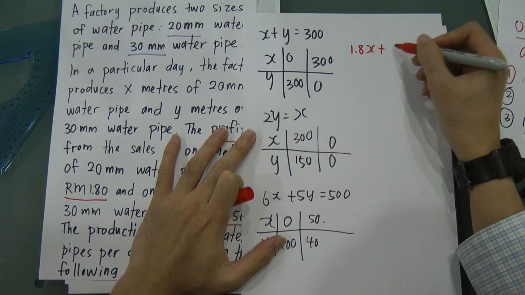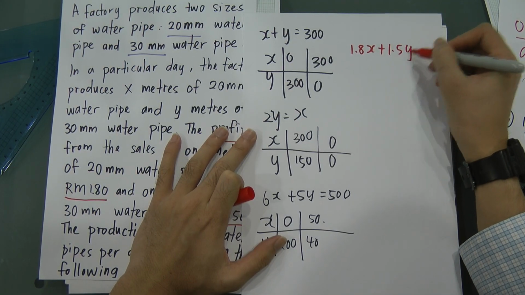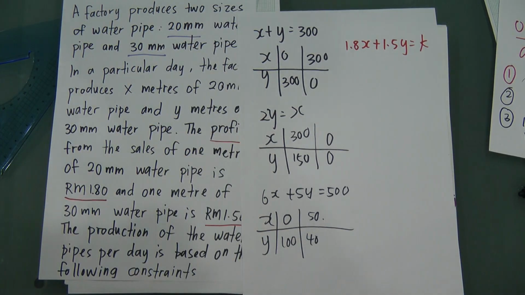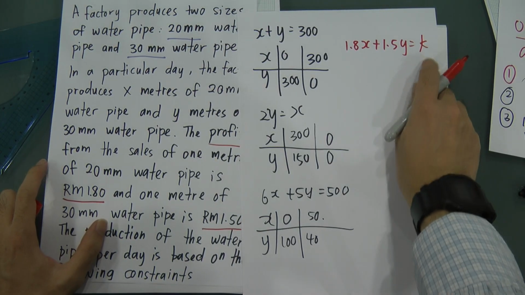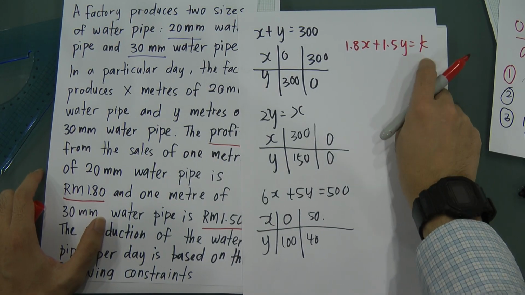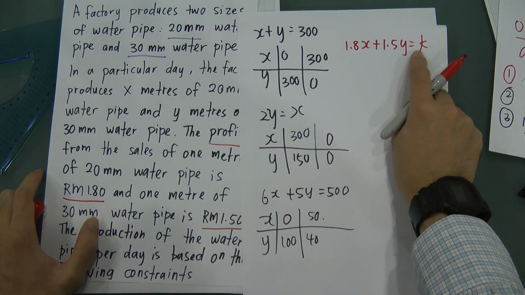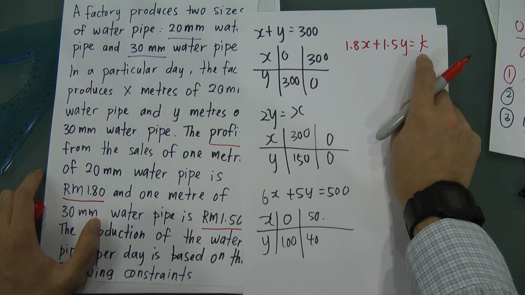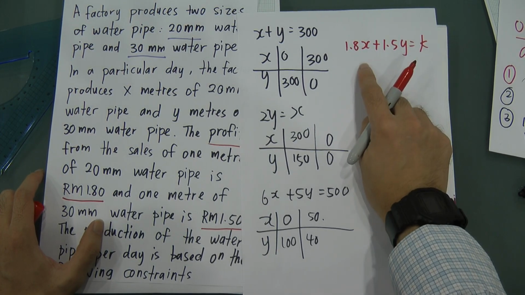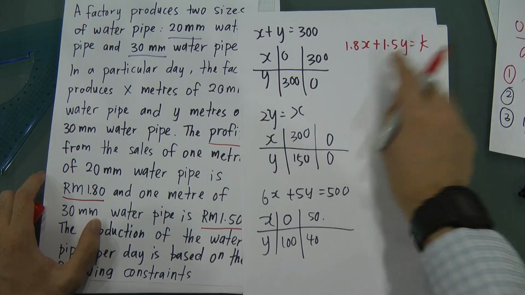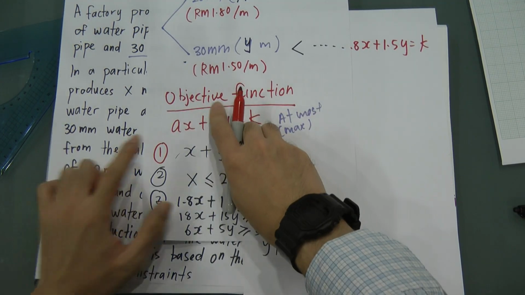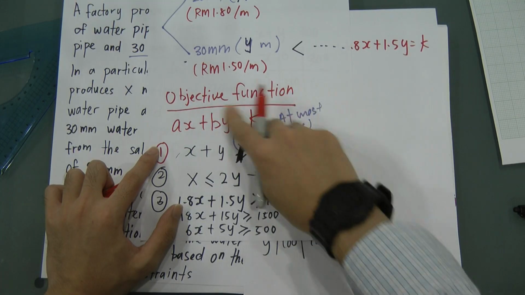1.8x plus 1.5y will equal to k. k is some random number. Whatever number you feel is convenient for you, you can put the k, because you need to draw the straight line out. This objective function is always related to the profit.